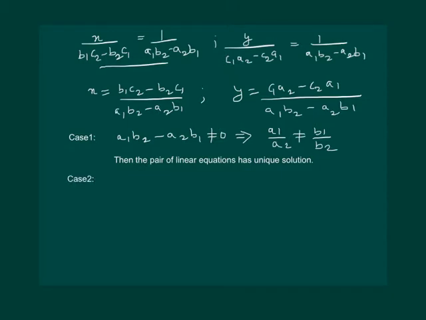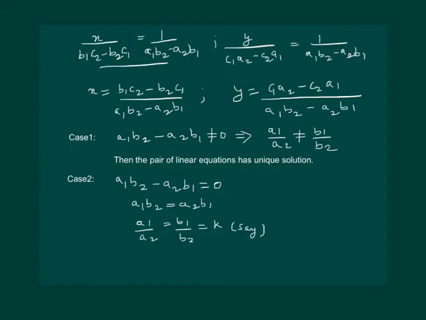Next case is if a1 b2 minus a2 b1 equal to 0. If this condition arises, then let us see the various cases that are possible. We solve this further, we get a1 b2 equal to a2 b1, and this gives us a1 by a2 equal to b1 by b2, if it is equal to some constant k. Say we are taking some constant.